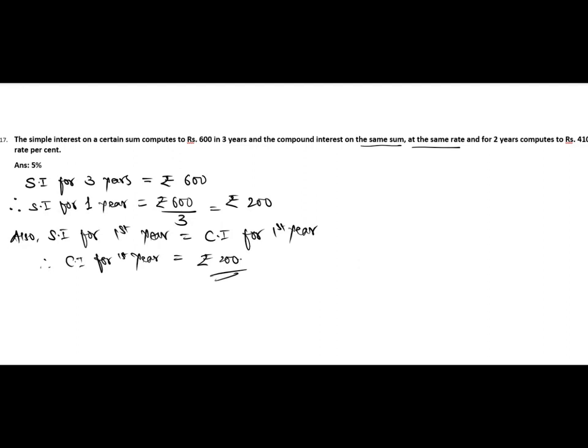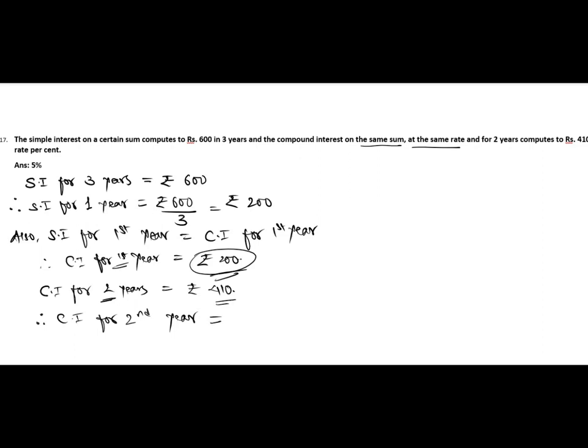Rupees 200. Okay. Next is what they have given, compound interest for 2 years is equal to rupees 410, right? See, for the first year the compound interest is 200, and for 2 years together it is 410. So can you tell me what will be the compound interest for the second year?